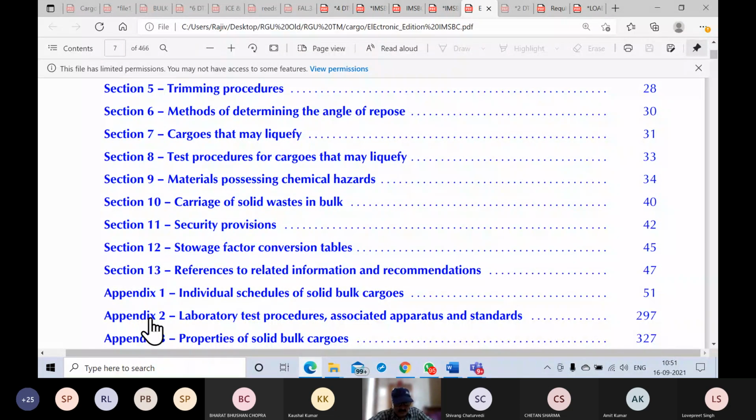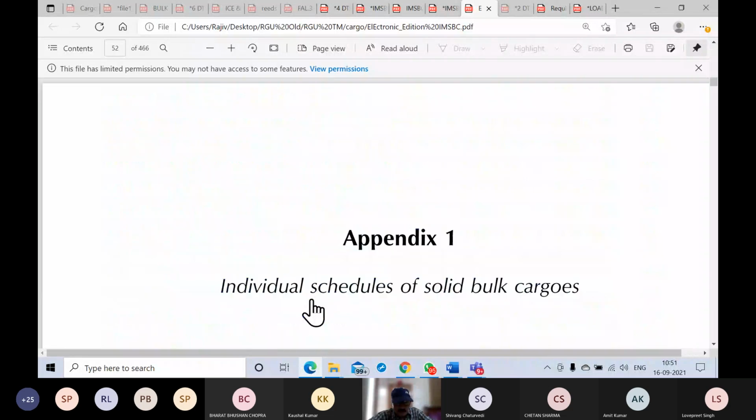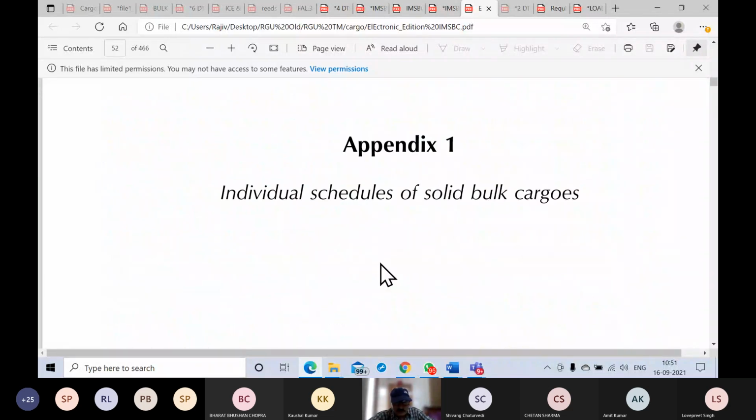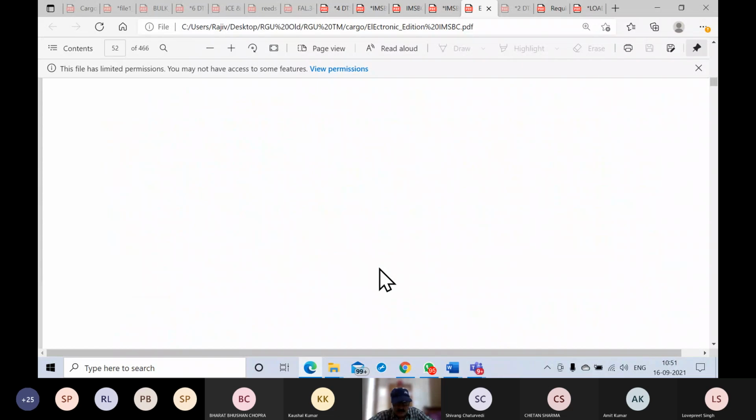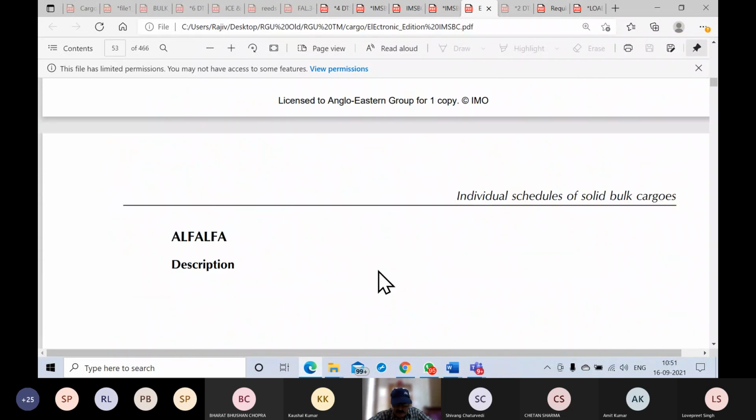Look, if a cargo is listed inside the schedule, inside the code, it will be captured in Appendix 1, individual schedules of solid bulk cargo. Let us see an example of this one. Individual schedules. Okay, here comes Appendix 1. You can easily access it. You will be consulting it if you are ordered to load bulk cargo.